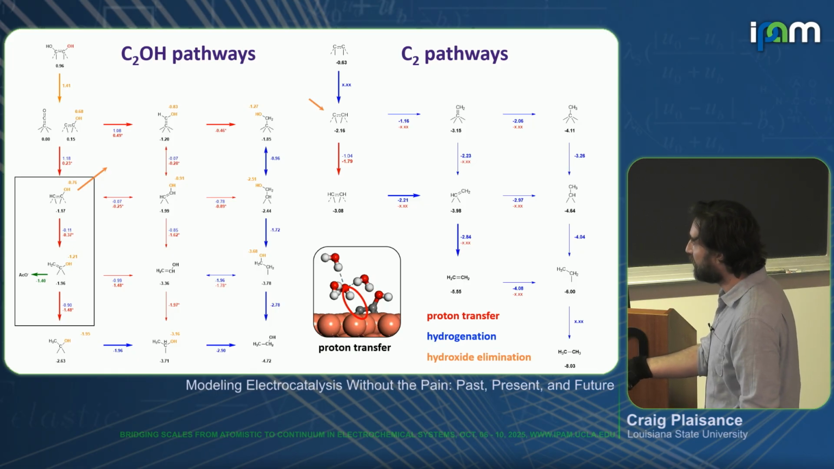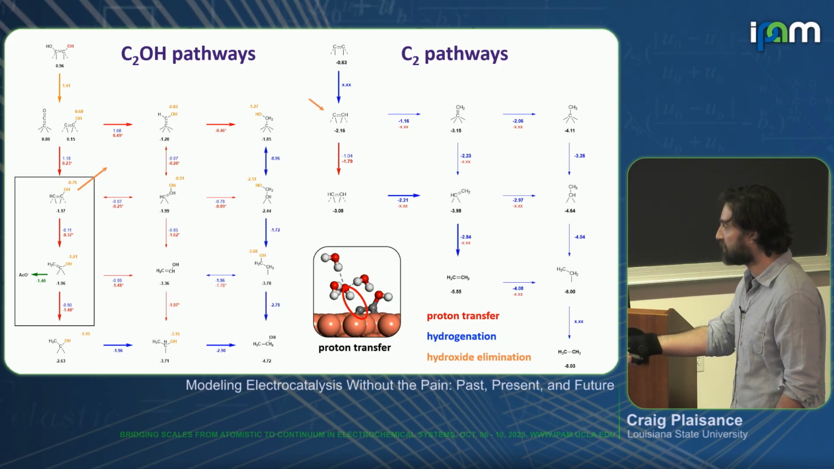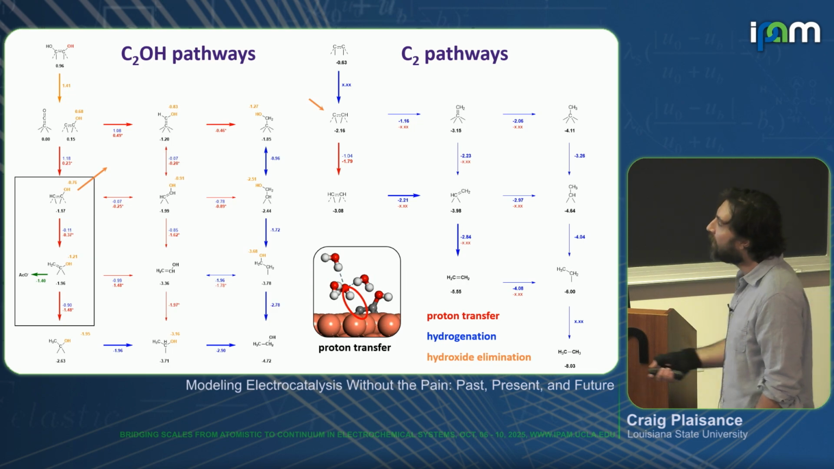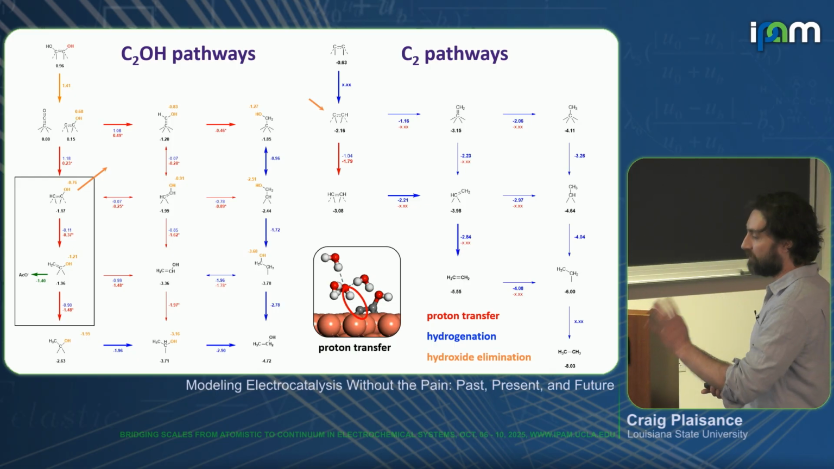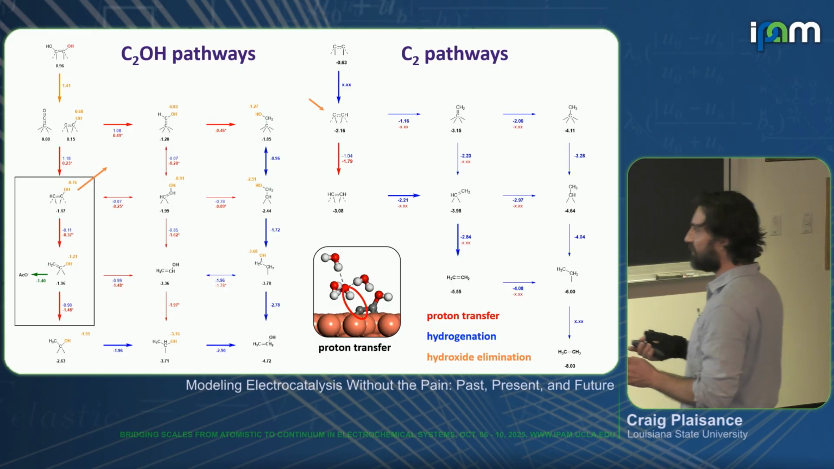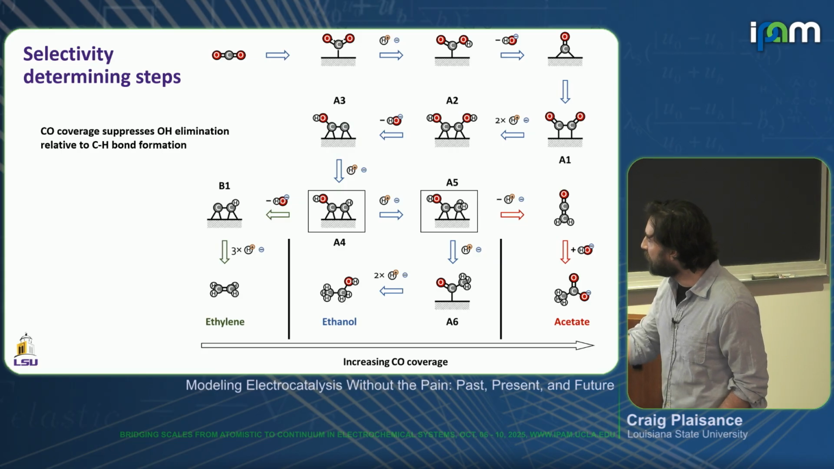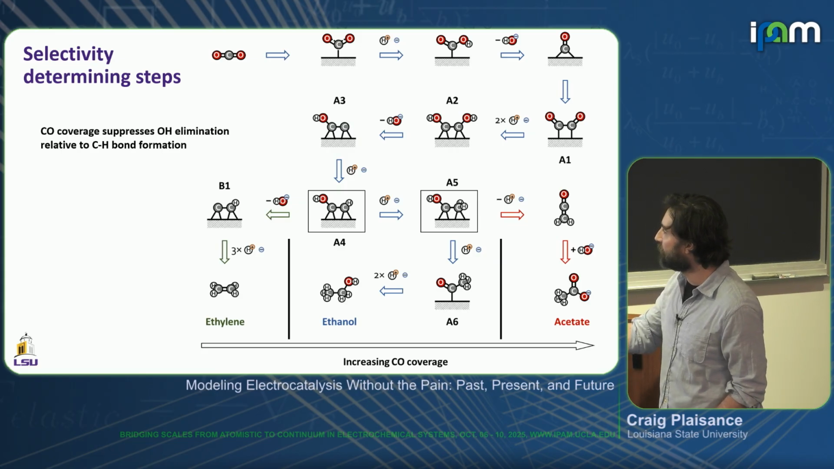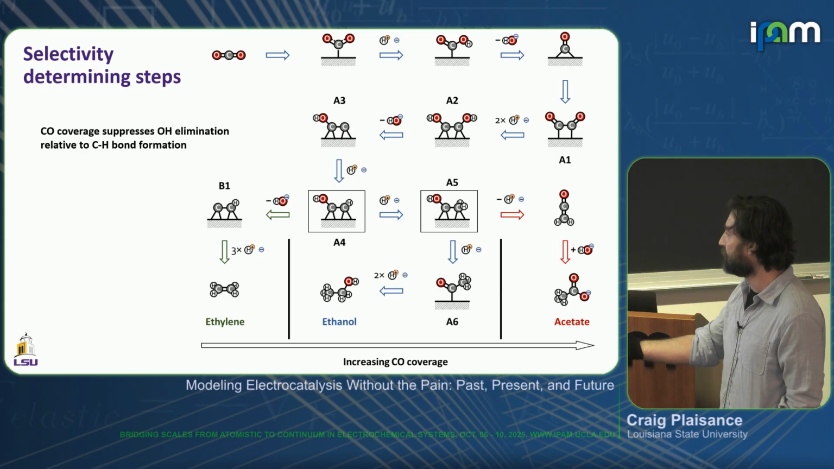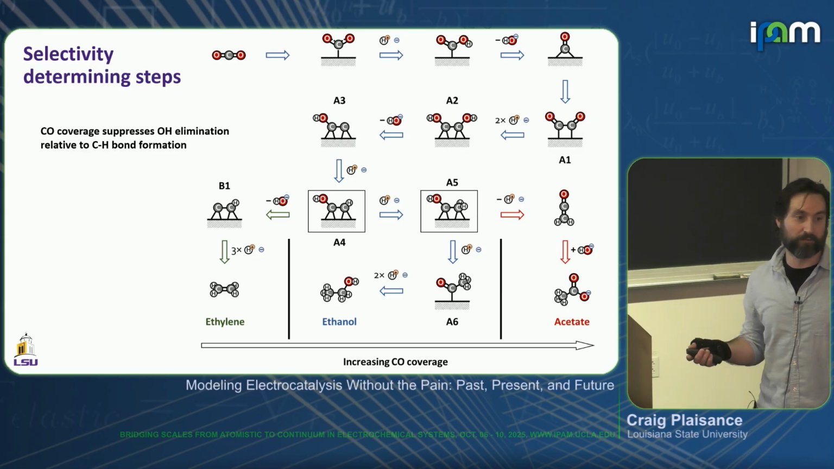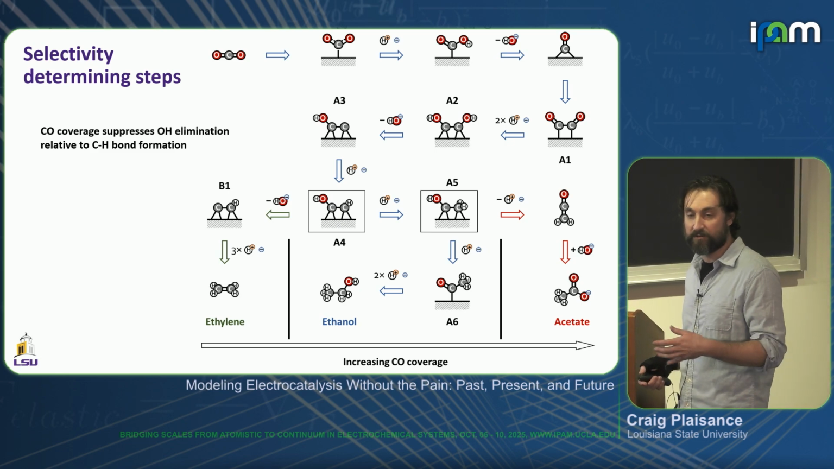We also have these electrolyte-mediated CH bond formation reactions. Instead of a hydrogenation step, the protons transfer from a water directly to a carbon atom. And we find that these steps actually control the selectivity. I don't want to get too much into this because I don't want it to be a chemistry talk. But basically, as we go to increasing CO coverage, we disfavor this OH elimination, we favor CH bond formation, and we get higher selectivity from ethylene to ethanol to acetate. And this matches the results of one of my experimental collaborators that sees these same effects as they use different ratios of CO and CO2.